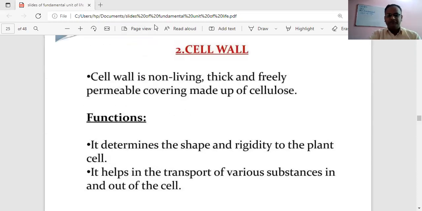Okay, before proceeding further, let me ask one question to all. Just now we have discussed the cytoplasm. Can anyone recall what is the function of the cytoplasm? Just raise your hand so that I will unmute you quickly. What is the function of the cytoplasm? As we discussed just now, the function of the cytoplasm.